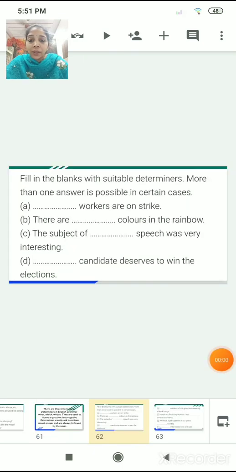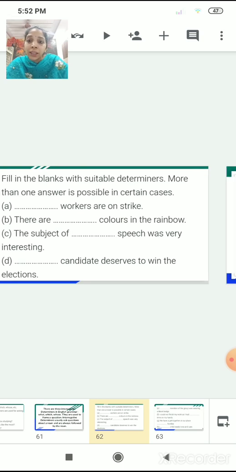All right. So let's check your knowledge now. Fill in the blanks with suitable determiners. More than one answer is possible in certain cases. Dash workers are on strike. Many workers are on strike. You can also use several workers are on strike. There are dash colors in the rainbow. There are 7 colors in the rainbow. The subject of dash speech was very interesting. The subject of his speech was very interesting.